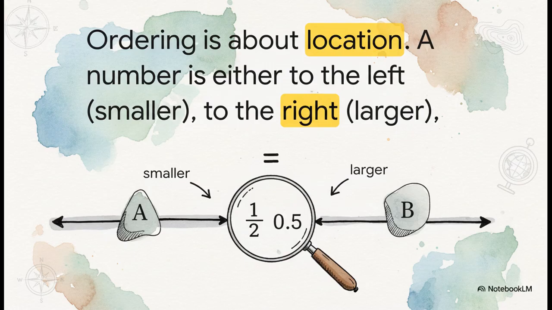And it's honestly this simple. Ordering is all about location, location, location. If a number is to the left of another one on the line, it's smaller. If it's to the right, it's larger. And if they land on the exact same spot, well, then they're equal. That's it. That's the core idea right there.